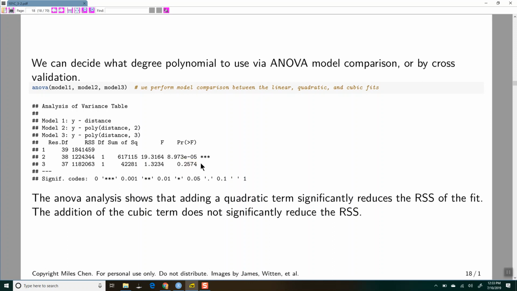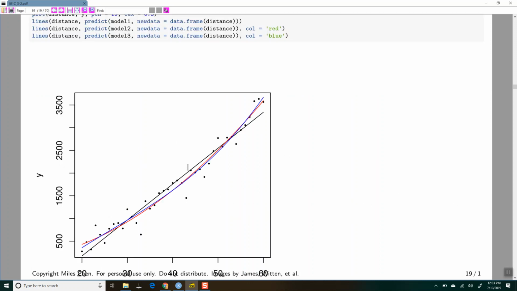Which makes sense, which aligns with what we've done with our data generation, that there's a quadratic fit. And so it does say that going from linear to quadratic is significant, but going from quadratic to cubic is not, okay? So that's what we have there, okay?